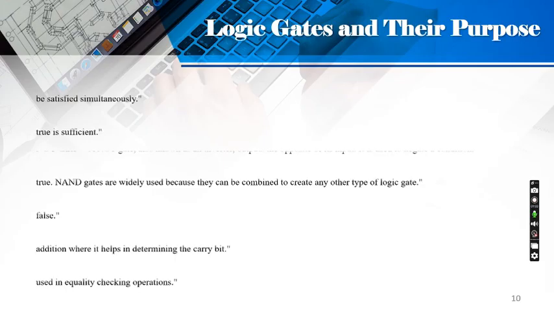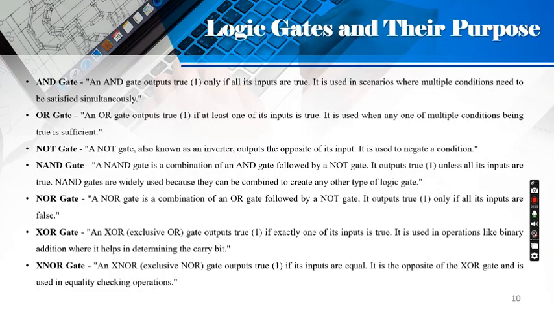Logic gates and their purpose. AND gate. An AND gate outputs true, 1, only if all its inputs are true. It is used in scenarios where multiple conditions need to be satisfied simultaneously. OR gate. An OR gate outputs true, 1, if at least one of its inputs is true. NOT gate. A NOT gate, also known as an inverter, outputs the opposite of its input. It is used to negate a condition.